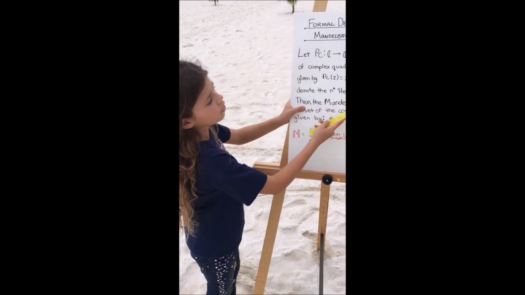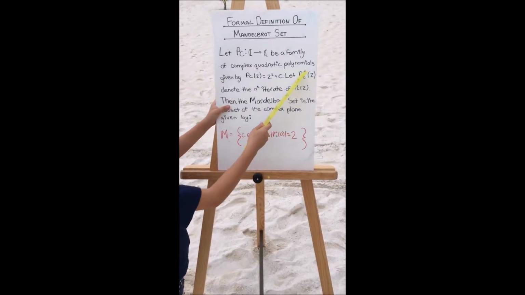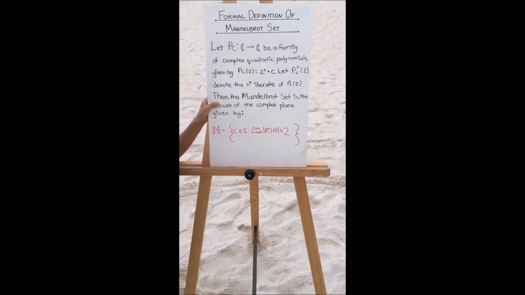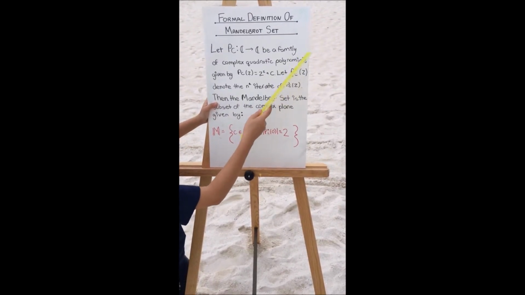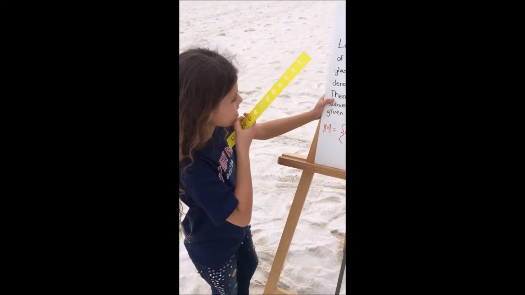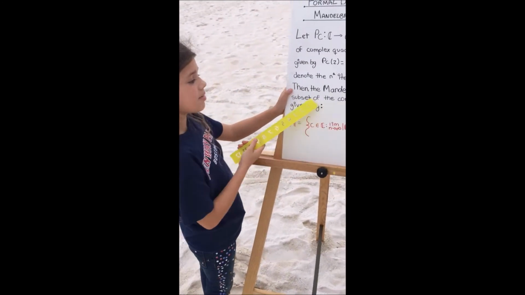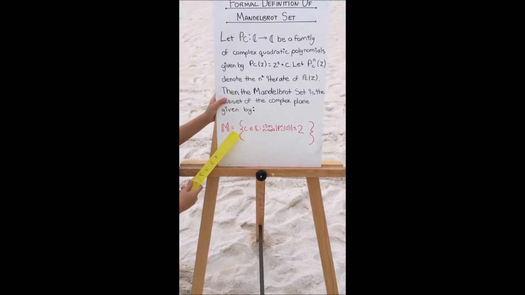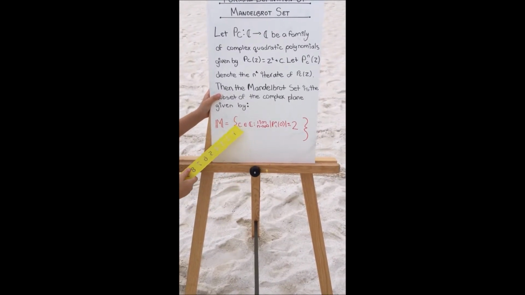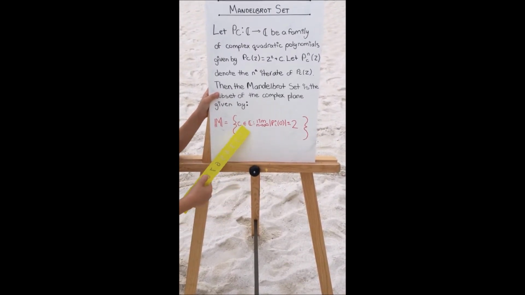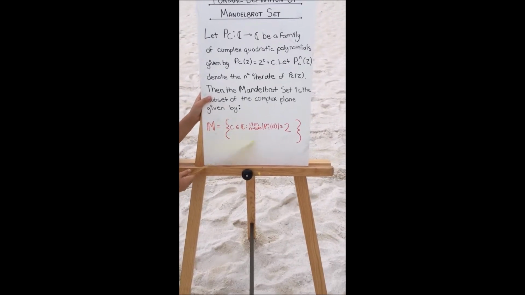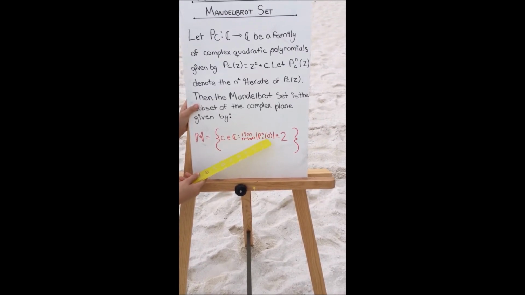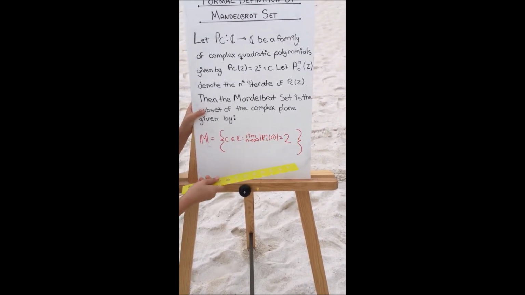If you don't understand this, let's try an example. If you want the 5th iterate of something where c is 3 or something, this would be P sub 3 to the 5th. Okay, let's continue. Then the Mandelbrot set is a subset of the complex plane, the set of all c's in the complex plane such that the limit as n goes to infinity of the magnitude of P sub c to the n of 0 is always less than or equal to 2.